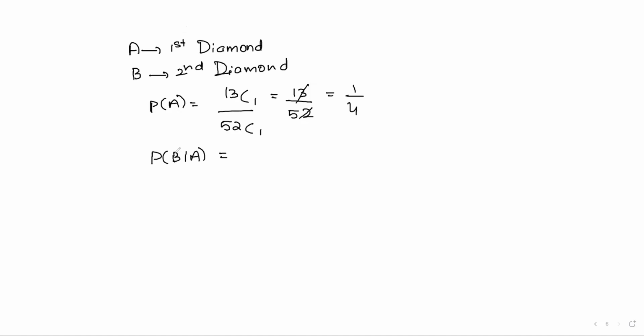So Noma, PB by A. How many diamonds are remaining now? 12. Yes, 12C1. How many total cards are there? 51C1 now. So 12C1 over 51C1 means 12 by 51. Cancel out this 4, so this is 4 by 17.